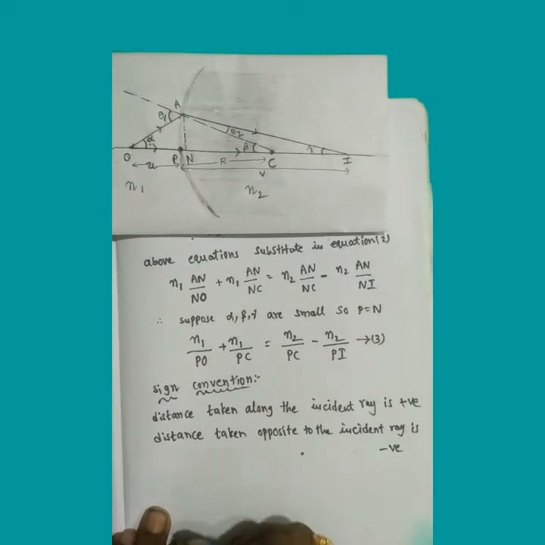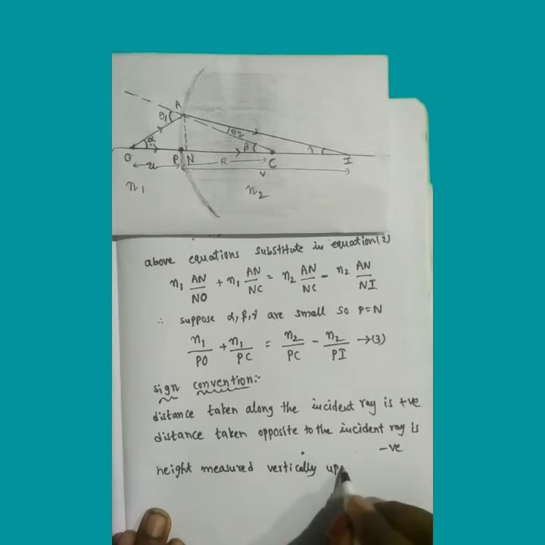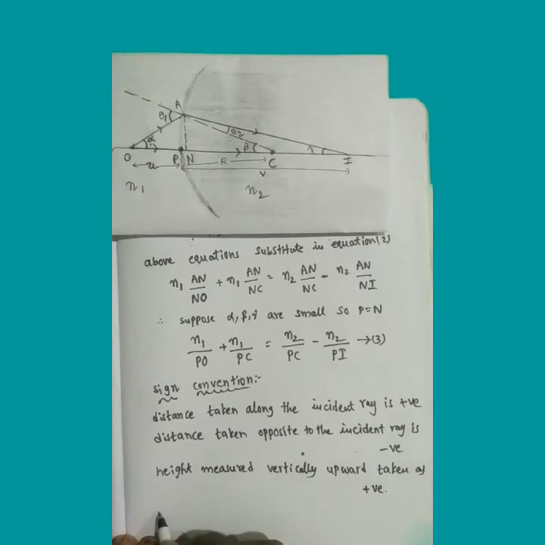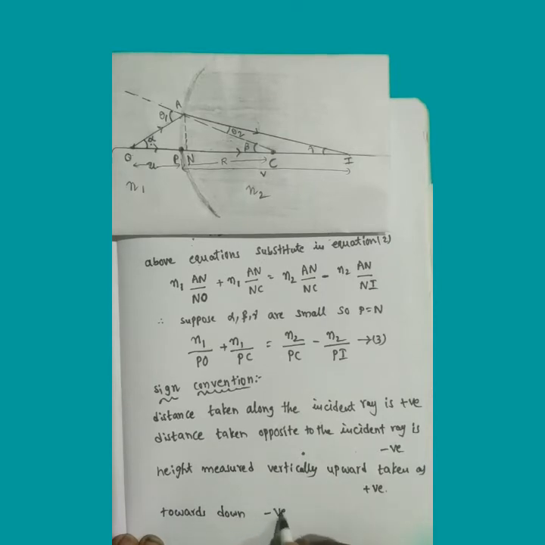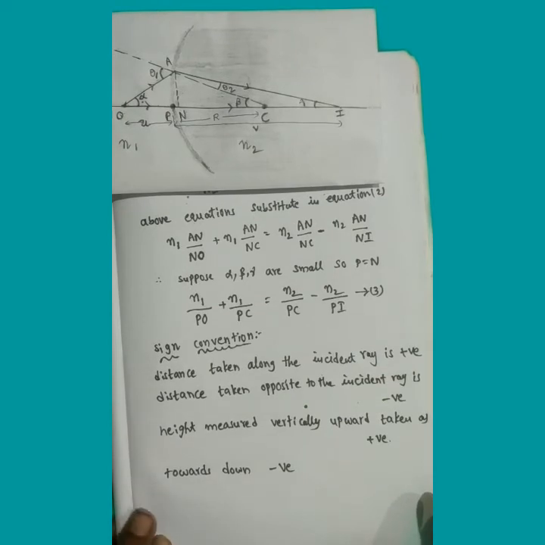In the same way, for distances measured in the upward direction, that means height measured vertically upward is taken as positive, and towards the down we have to take it as negative. Okay, this is how we should keep it in mind.